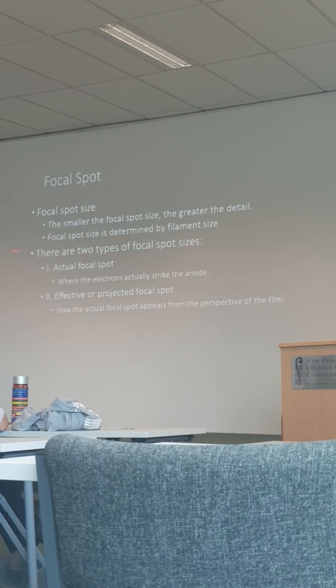Focal spot size: the smaller the focal spot size, the greater the detail. This comes back to the effective and actual focal spot sizes. It's determined by the filament size, so you can have one or the other; you can't really have a huge range. We talked about the actual and effective focal spot. The actual focal spot is where the anode electrons actually strike the anode. The effective or projected focal spot is how the actual focal spot looks from the perspective of the patient. If you were looking at the target, how big a focal spot would you see?